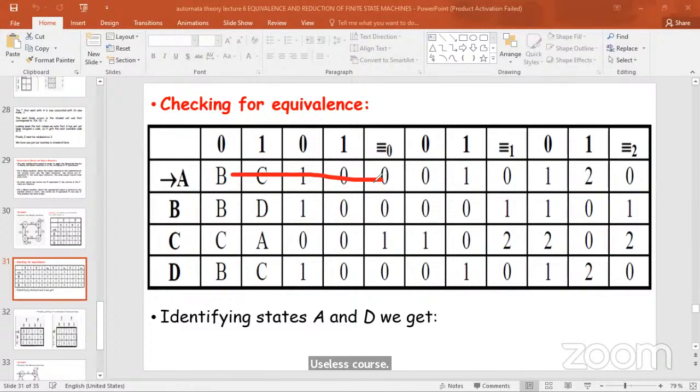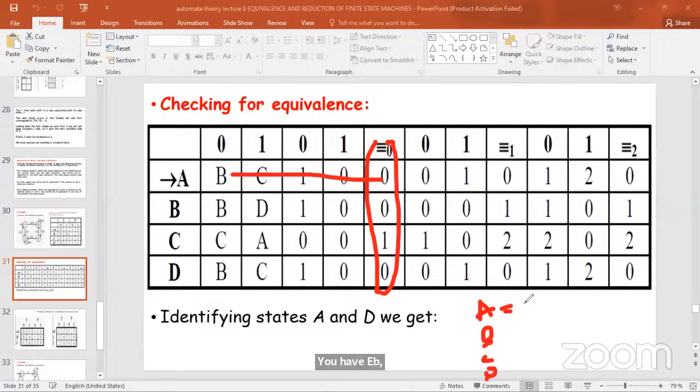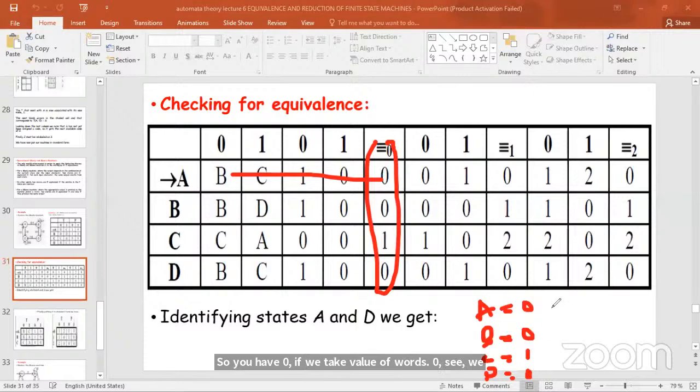Sorry about that. So we have this. When you have gotten your 0th equivalence, you remember that I said you draw out another line where you have A, B, C, D, and the values are assigned. So A has 0, B will take the value of 0, C will take the value of 1, D will take the value of 0. Do you still understand that in the previous equivalence?